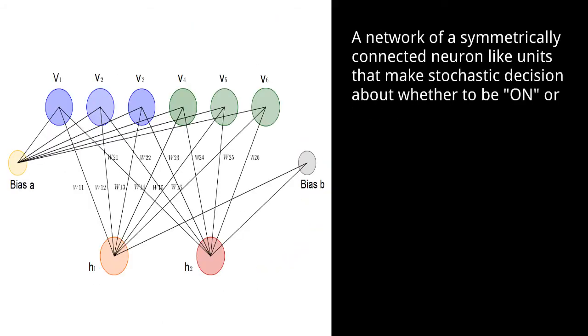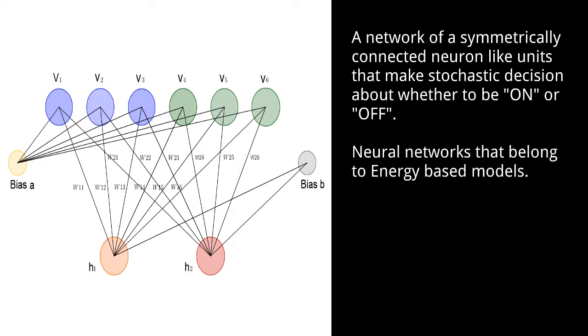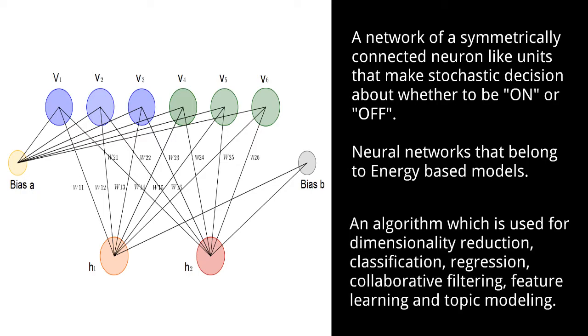A Boltzmann machine is a network of symmetrically connected neuron-like units that make stochastic decisions about whether to be on or off, also called neural networks that belong to energy-based models. These are parameterized generative models representing a probability distribution. It is an algorithm that is used for dimensionality reduction, classification, regression, collaborative filtering, feature learning, and topic modeling.